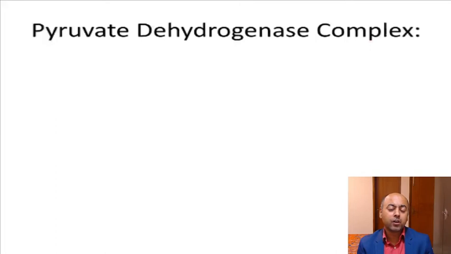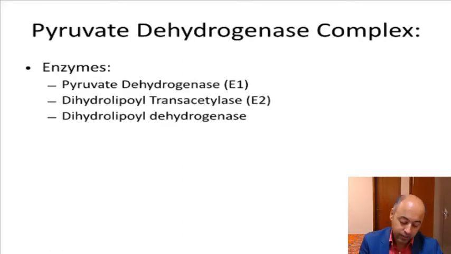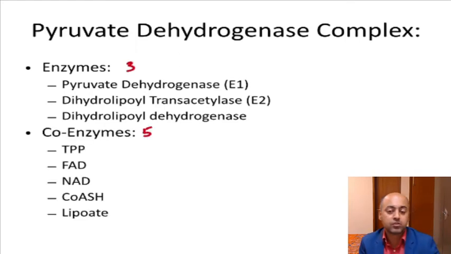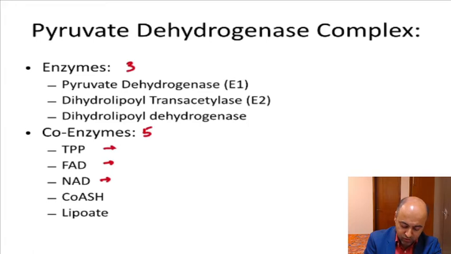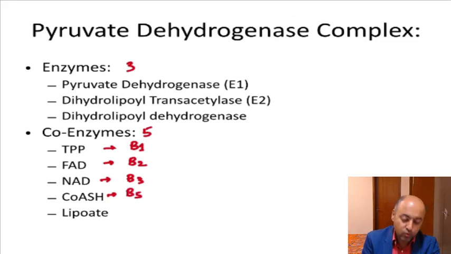A little bit about the pyruvate dehydrogenase complex, which converts the pyruvate to acetyl coenzyme A. The points which you have to keep in mind: it has 3 enzymes and 5 coenzymes. The coenzymes are derived from vitamins, most of them. The TPP is derived from vitamin B1, FAD is derived from vitamin B2, NAD is derived from vitamin B3. Coenzyme A is derived from pantothenic acid, which is also written as B5.